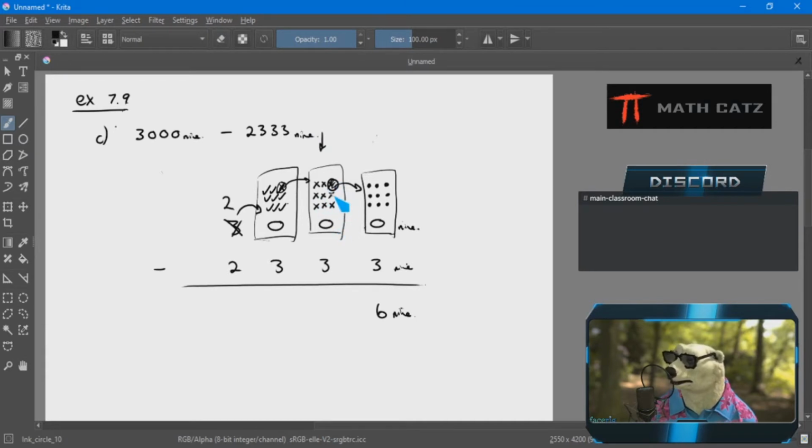I now have 8 here. Take away 3 is 5. All the work was done. Then I move on to the next column. 8 take away 3 is 5. 2 take away 2 is nothing. And so the answer is 5, 5, 6 base 9.